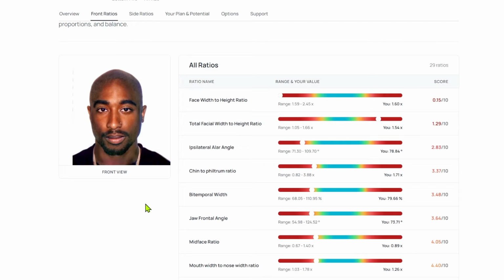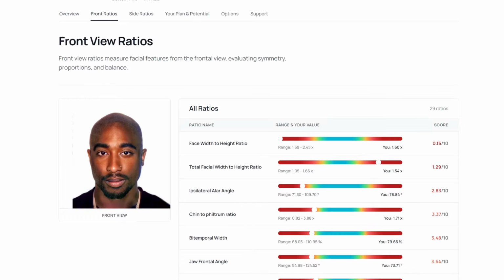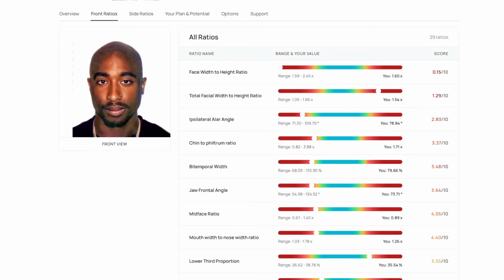And we'll get that scoring from 0 to 10 plus his percentile, and then how many people he is out of X. We have his front and side ratios marked out that I did right before. And we're going to go through his lowest scores first, starting with his front ratios. Unfortunately, his lowest score is not even a 1 out of 10. It's a 0.15 out of 10, which is terrible.